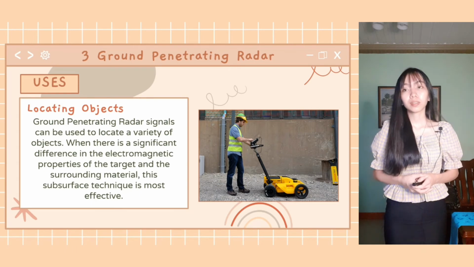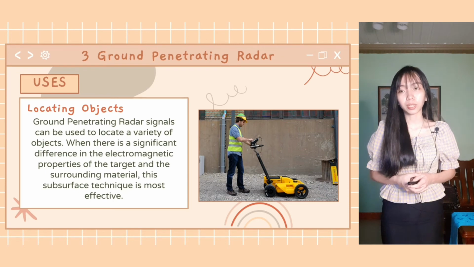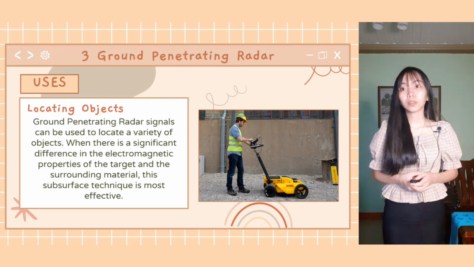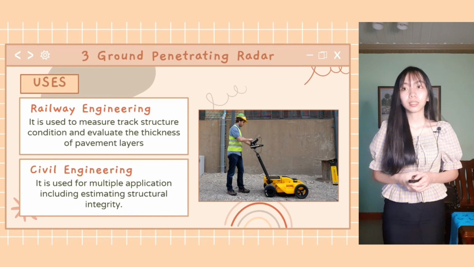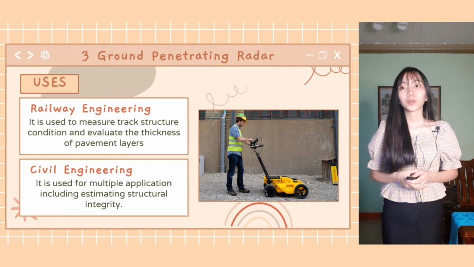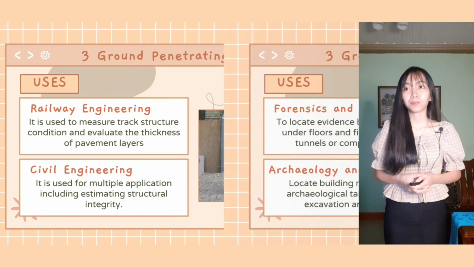In locating objects, ground penetrating radar signals can be used to locate a variety of objects. When there is a significant difference in the electromagnetic properties of the target and the surrounding material, this subsurface technique is most effective. Next, we have railway engineering. It is used to measure track structure, condition, and evaluate the thickness of pavement layers. In civil engineering, it is used for multiple applications, including estimating structural integrity.